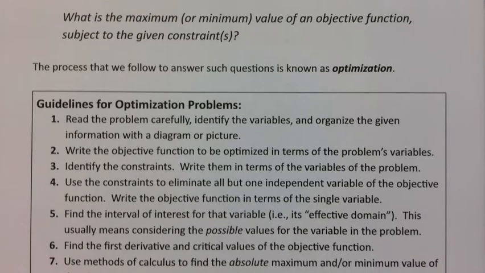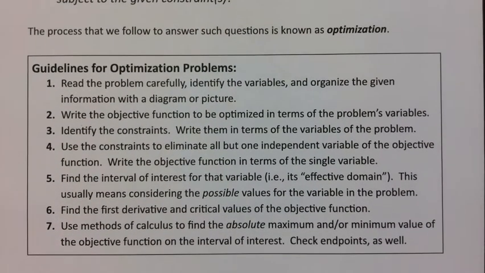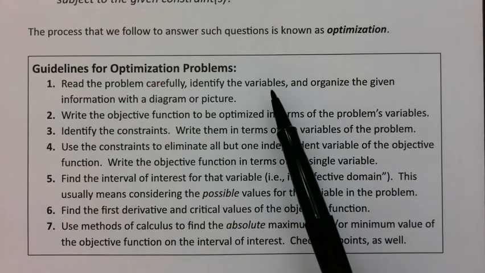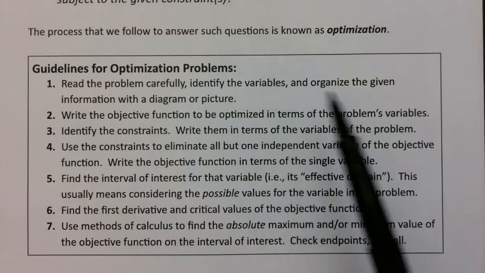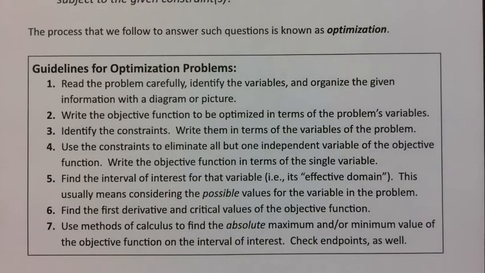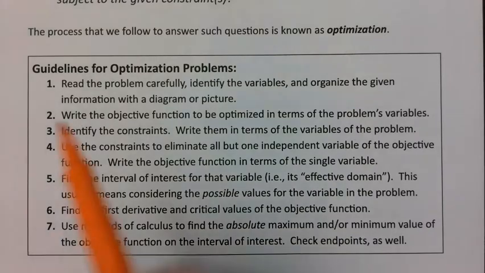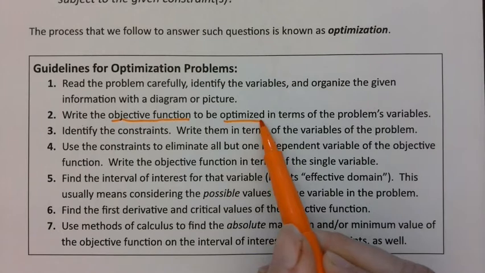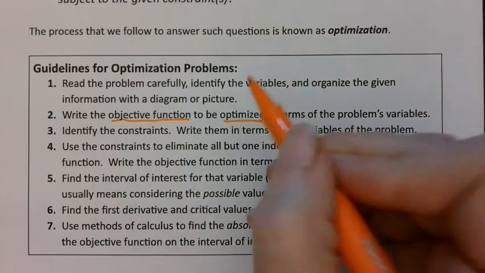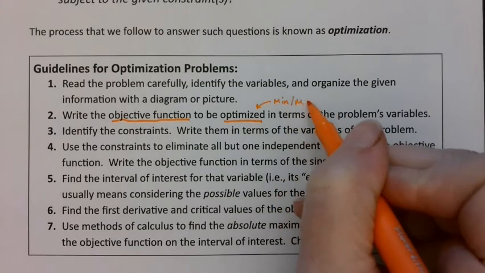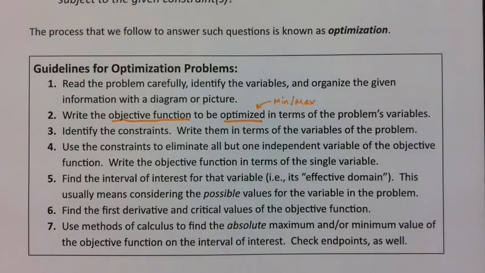So the first step is you're going to read the problem carefully, identify your variables, usually use letters that are suited to the situation, and organize the given information with a diagram or picture if possible. Then you're going to write your objective function. Your objective function is the thing that you're trying to optimize in terms of those variables. So this will be the thing you're trying to minimize or maximize, right?